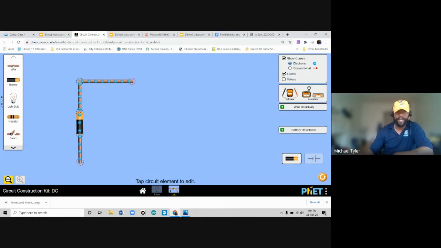Okay, so I'm taking a wire and I'm making two junction points. And you can stretch the wires out once they're connected. The red circles are junction points for these wires. Okay, so let's keep going.